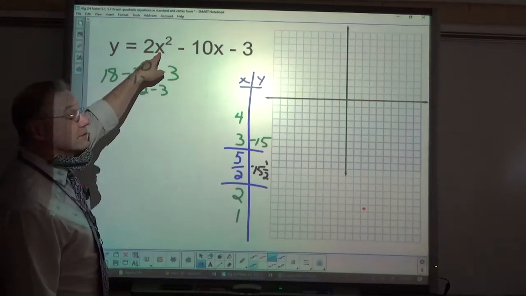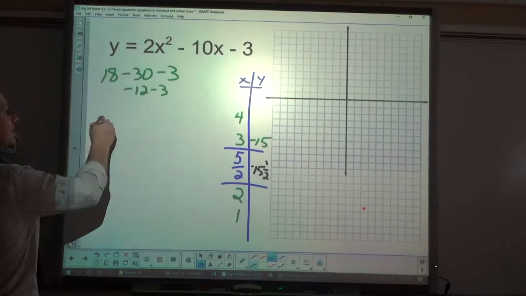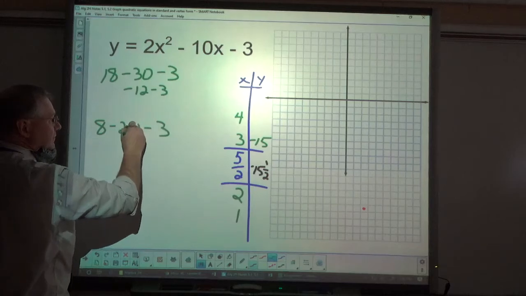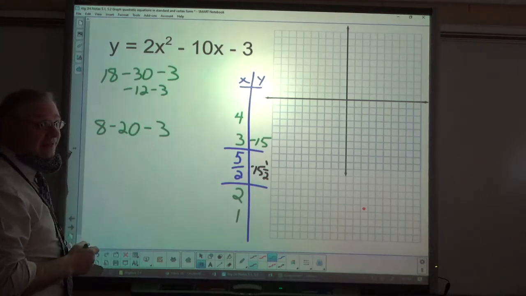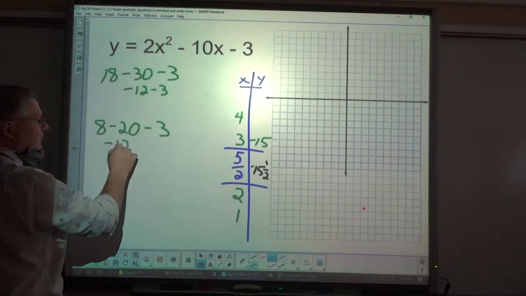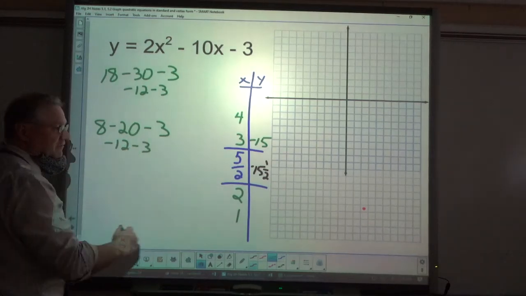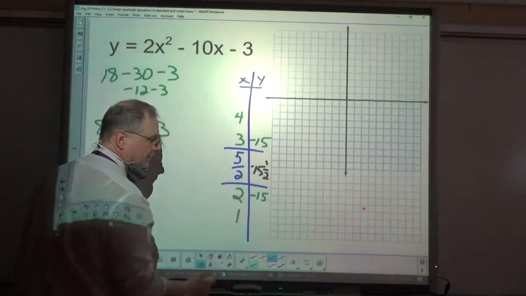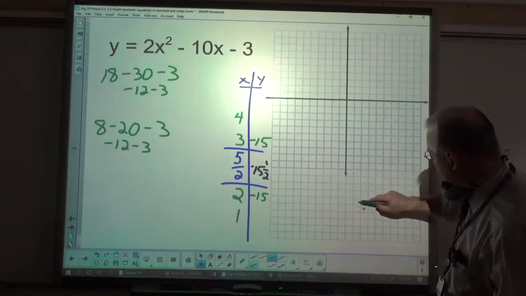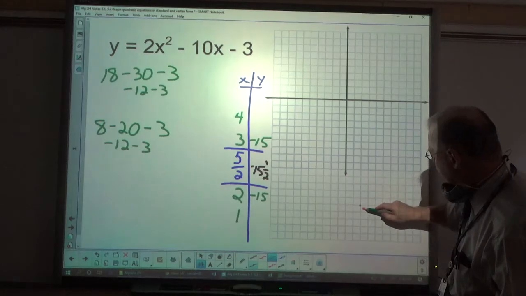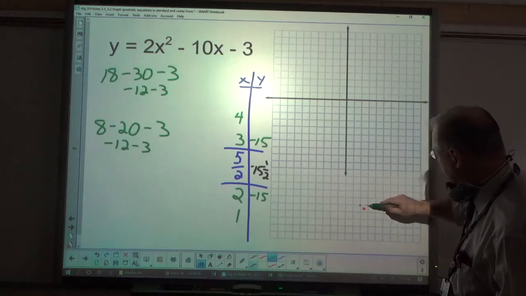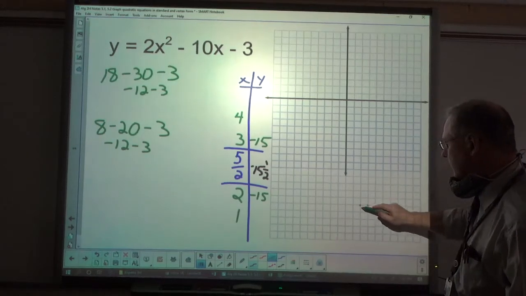2 squared is 4 times 2 is 8. 2 times negative 10, negative 20 minus 3. It should come out to negative 15. This combined will be negative 12 minus 3 is negative 15. So I can come over here to negative 15, because that's negative 15.5, 3, negative 15. You can see the curve forming already.